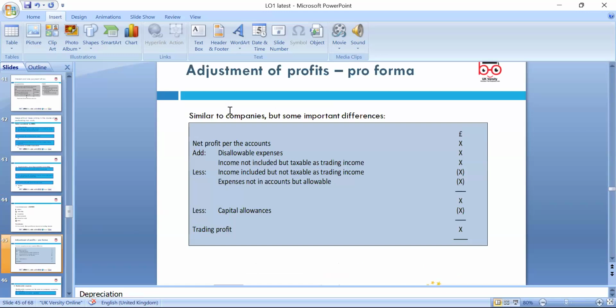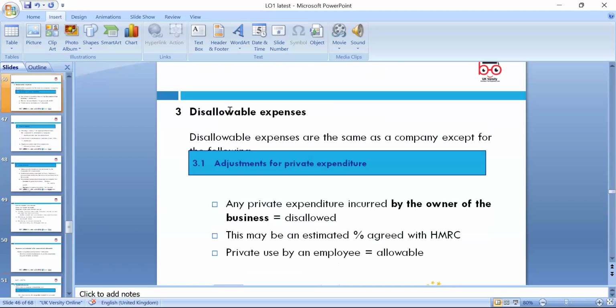Adjusted profit pro forma. So net profit per accounts, plus disallowable expenses, which we add back, like depreciation. Income not included but taxed as trading income. Income included but not taxed as trading income. Expenses not in the accounts but allowed, like capital allowances, and then we can say trading profit, how much we have.